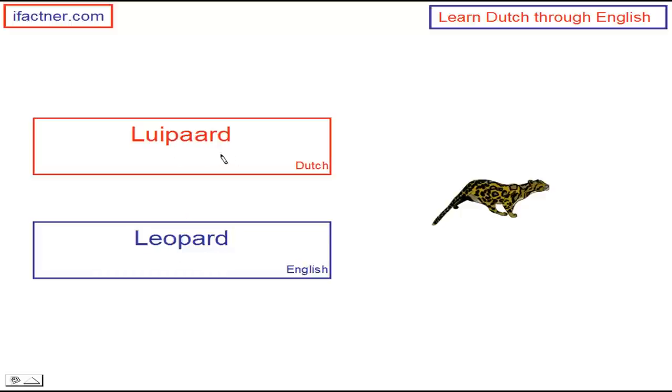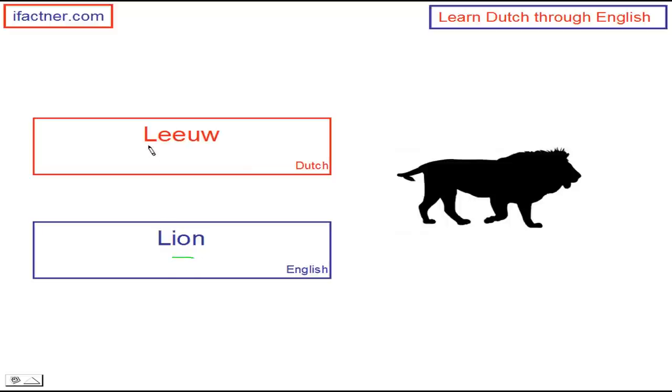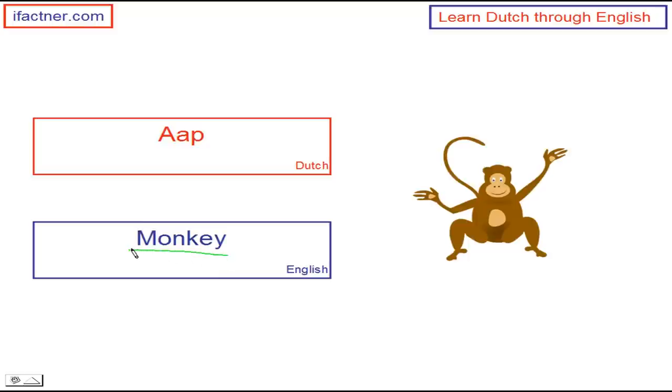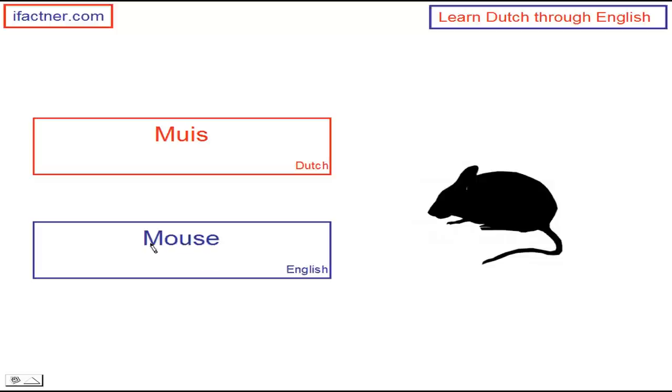Leopard. L-U-I-P-A-A-R-D. Luipaard. Lion. Leeuw. L-E-E-U-W. Leeuw. Monkey. Aap. A-A-P. Aap. Mouse. Muis. M-U-I-S. Muis.